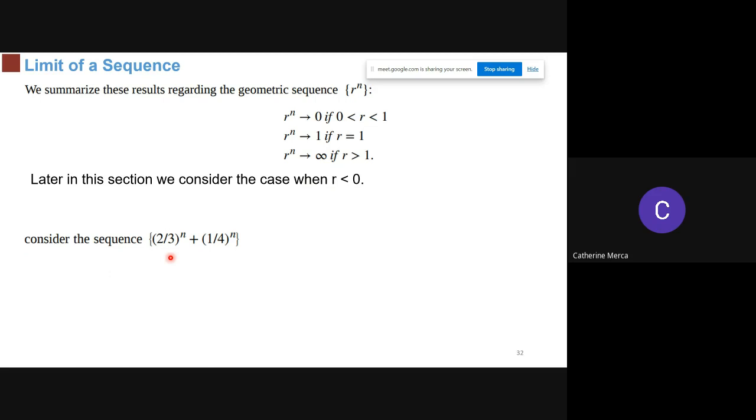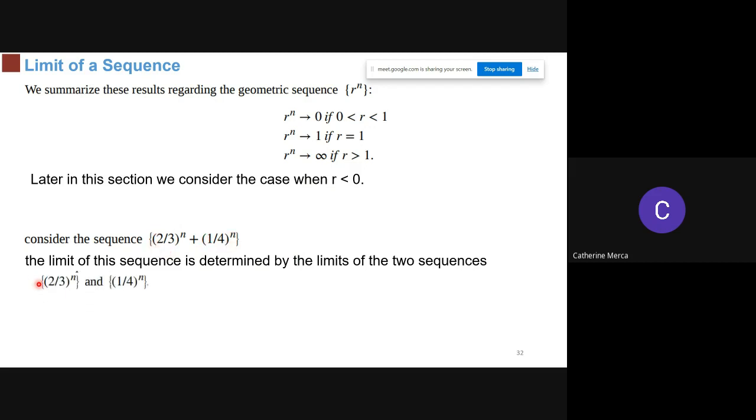So the limit of the sequence is determined by the limits of the two sequences. This limit is the summation of the limits. So you will have convergent or divergent. Look, based on what we have learned earlier, 2 over 3 raised to the n. Convergent, ma'am, if r is less than 1. Yes.